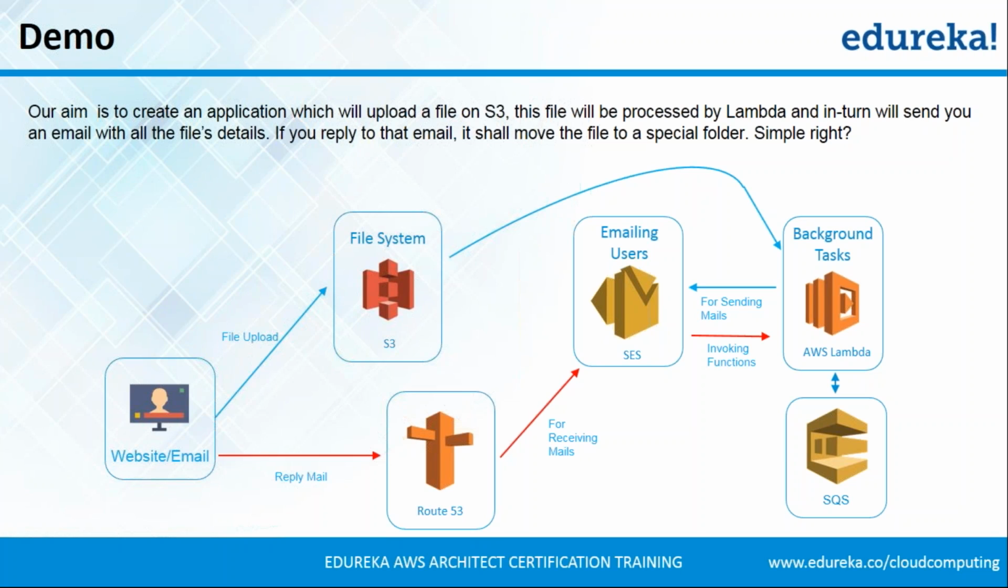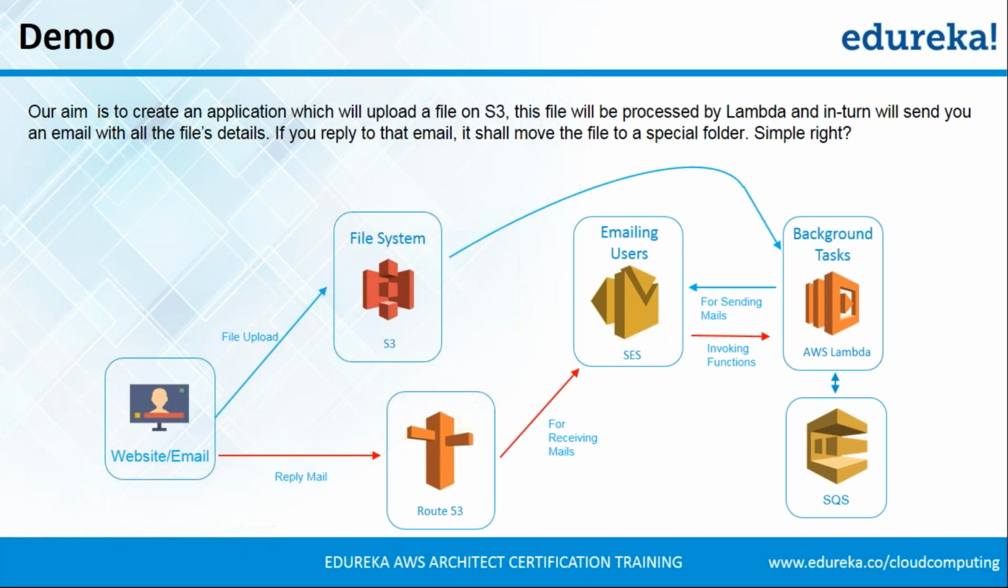Now once we get that email, if we reply to that email that the file has to be moved, Lambda will pick up that email, read it, and perform the necessary operation. So if we specify move, what it will basically do is pick that file, move it to some other bucket, and store it over there. So this is the project that we'll be doing right now. Sounds simple, right?